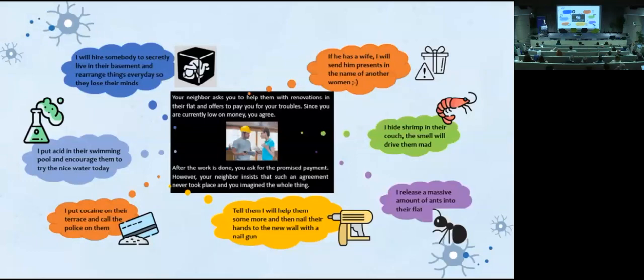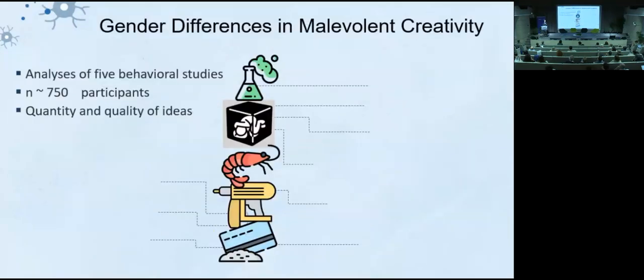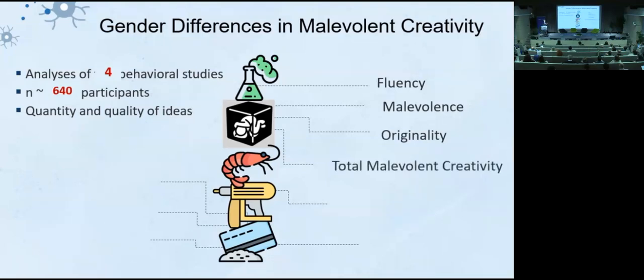So what we're trying to do right now is reanalyze our past research data from the past years to see if there's merit to gender differences in these ideas. The whole plan is to analyze 5 studies with around 750 participants, but today I'm presenting 4 with around 600 participants. And we're looking at gender differences in various indices of malevolent creativity potential on our test. So fluency, harmfulness or malevolence of ideas, originality of ideas and a total score of malevolent creativity. But we also dive deeper into quality.